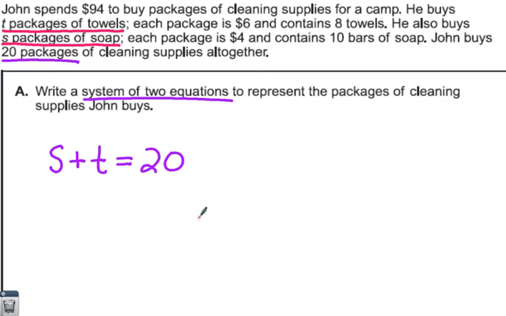Now the other equation is going to have to do with the fact that we spent, where does it say? That we spent $94 total. Alright, we spent $94 total. And how do we get that $94? Well, we take the fact that each package of soap was $4, so we do 4 times S. And each package of towels cost $6, so we do $6 times the number of packages of towels. And that's the mathematics that equals the $94 total. And there it is. There's the system.